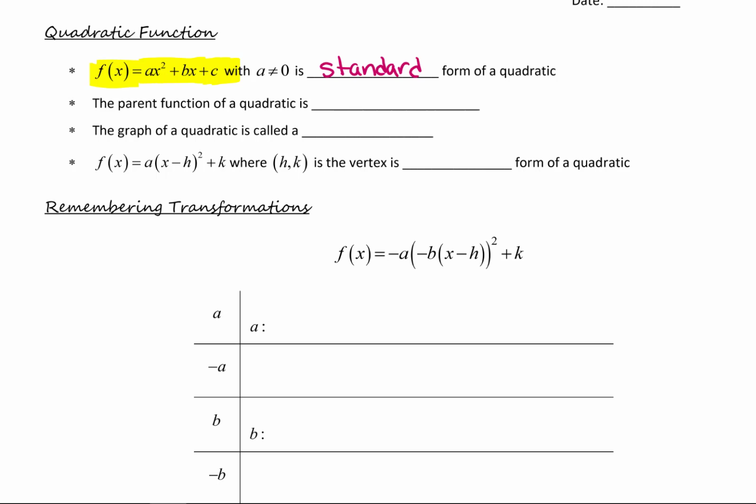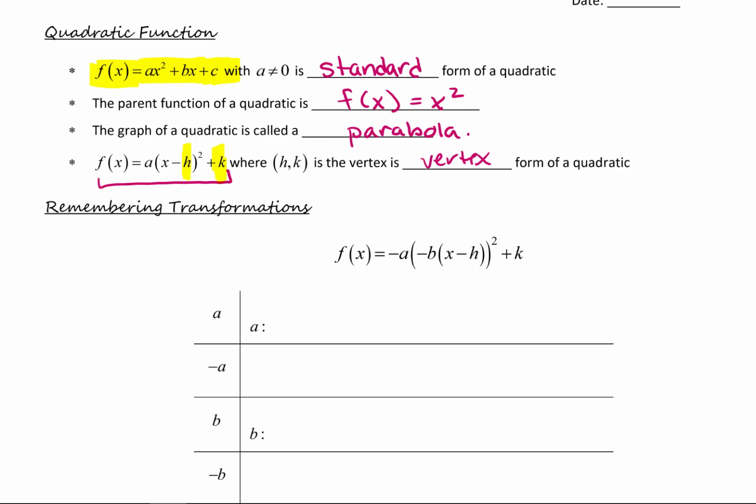The parent function of the quadratic is f of x is equal to x squared, and the graph of a quadratic is called a parabola, and it's a U shape. Below we have what we like to call vertex form. And the reason that this is called vertex form is that we can actually view the vertex from the translations, which are h and k.